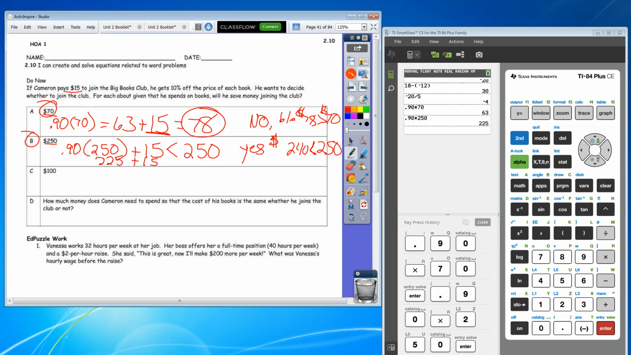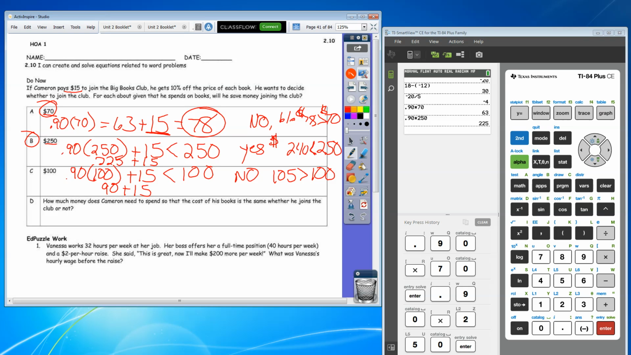All right, what about $100? Does $100 work? If they pay the discount, that'd be $90 plus the $15 original joining fee. Is that going to be less than $100, what they would have spent without joining the club? 90 plus 15 is $105. So no, $105 is greater than the original if you don't join the club. So it wouldn't make sense.